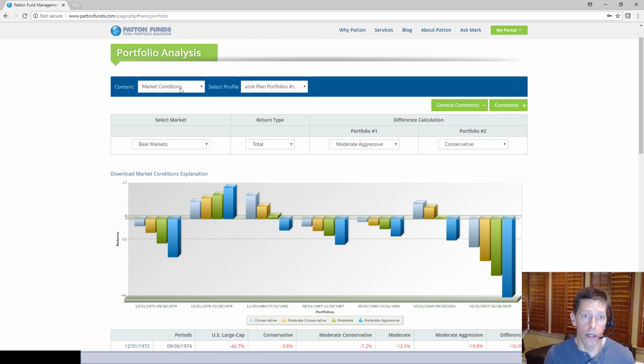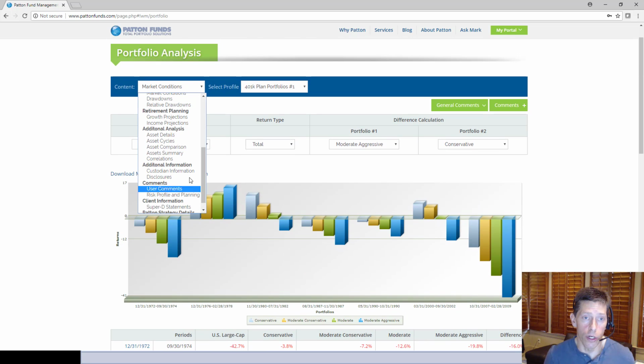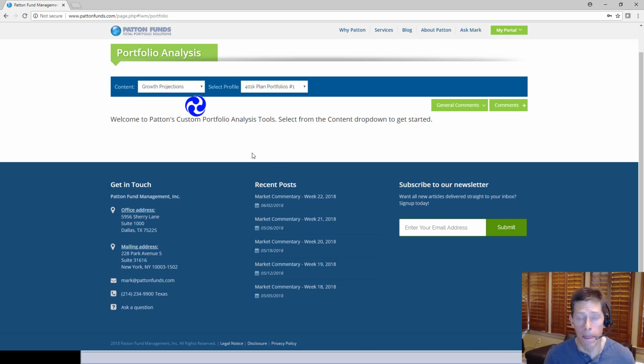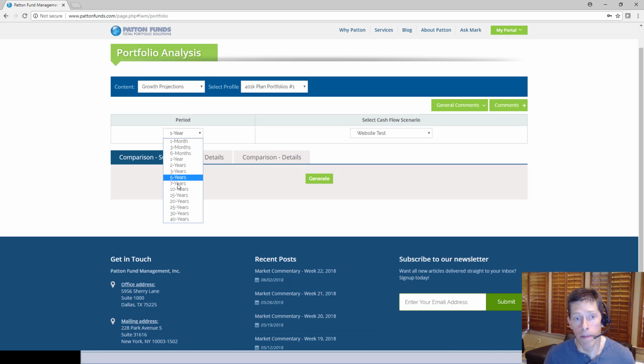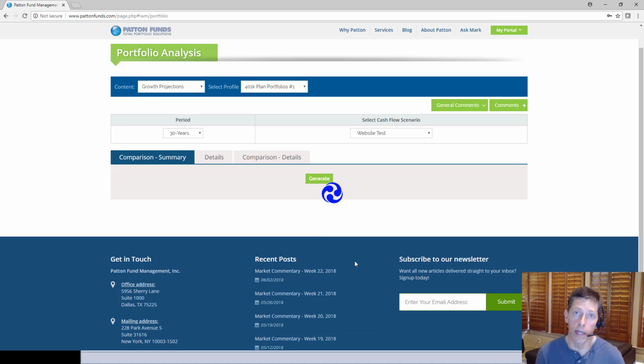So now let's take a look at the final report that I want to share with you, and it's called the growth projections. This is going to show us the impact of getting these incremental rates of return over time. As you might remember, that conservative portfolio produced about a 7.5% compound rate of return, the most conservative that we looked at. And then that moderate aggressive portfolio, the fourth one, produced a return of about 9.9%. So it was about a 2.5 percentage point compounded annual difference over time.